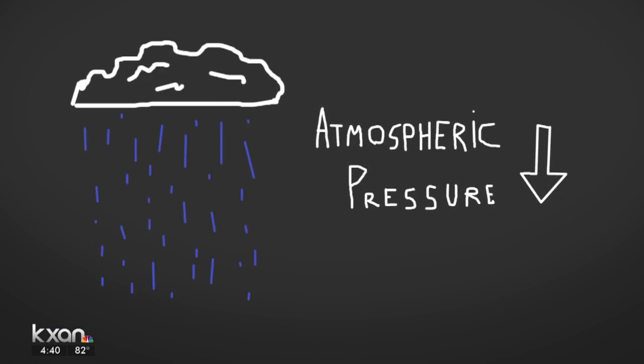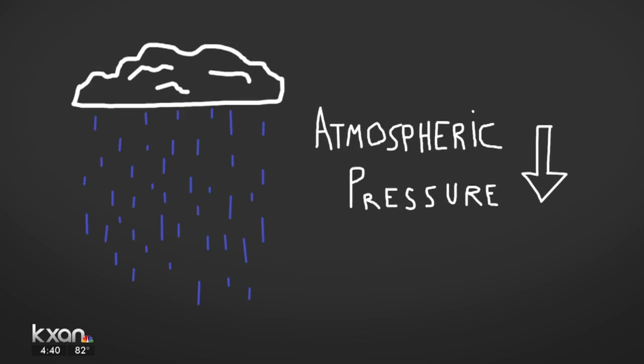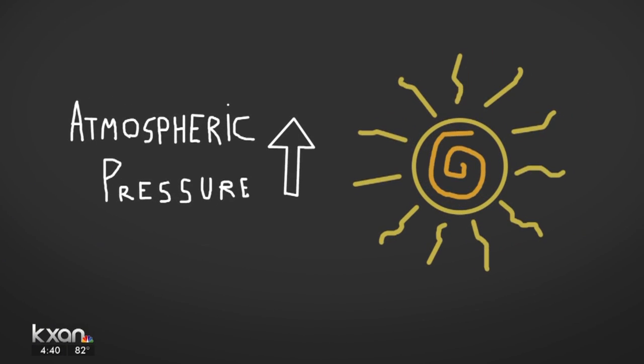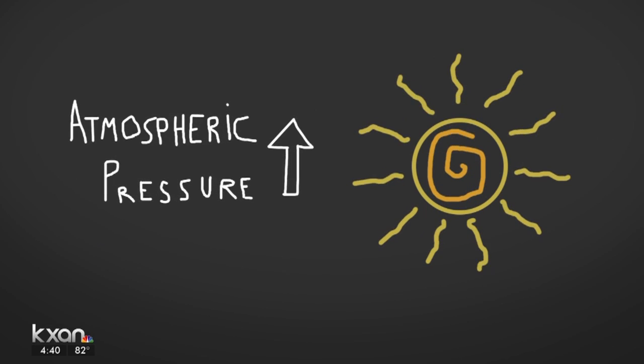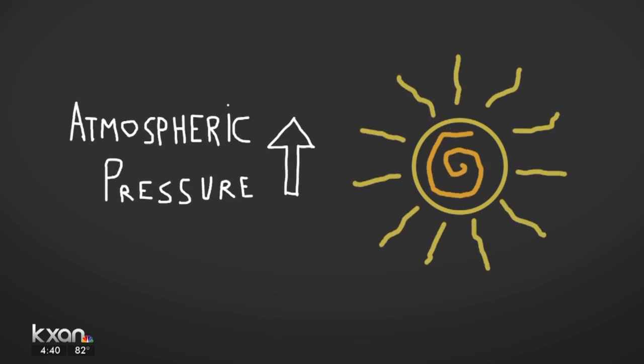Now, when a storm blows in, rising air feeding that storm actually lifts some of the weight of the atmosphere off of you, so the pressure drops. On a bright sunny day, there's actually air sinking down upon us, so the atmosphere seems to weigh a little bit more and the pressure rises. So let's take a look at a small scale example of all this.